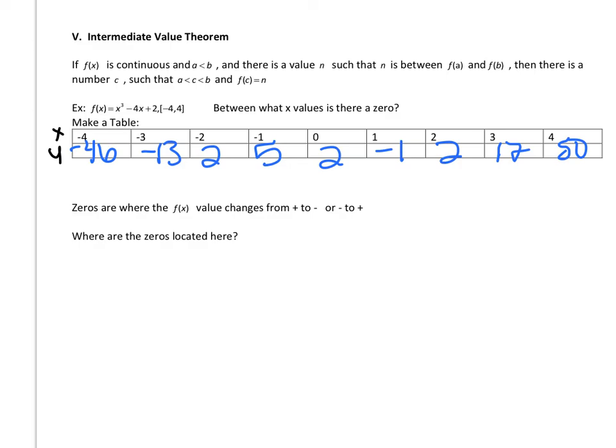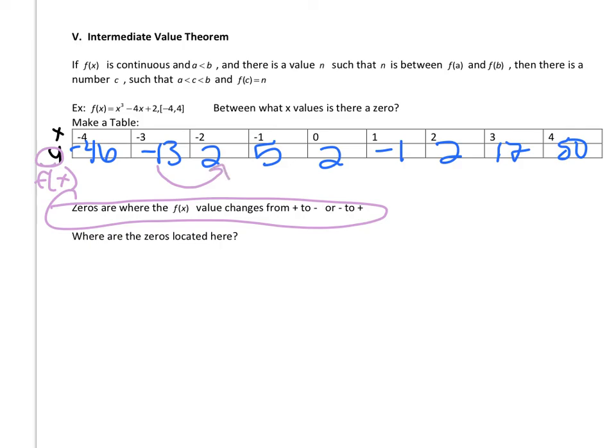Okay. So what I'm looking for is your zeros, or where your f of x changes from positive to negative or negative to positive. And remember, this is your f of x. Your y and f of x are basically the same thing. So I went from a y value of negative 13 to a y value of positive 2. So that means there's a 0 in here. Let's see if there's any more. So 2 to 5 is no change. 5 to 2 is no change. 2 to negative 1, this is another change here. From here to here, there's a 0 in between this set.